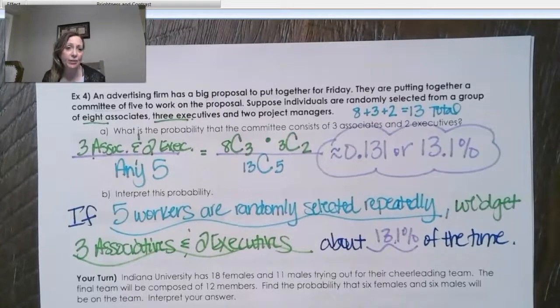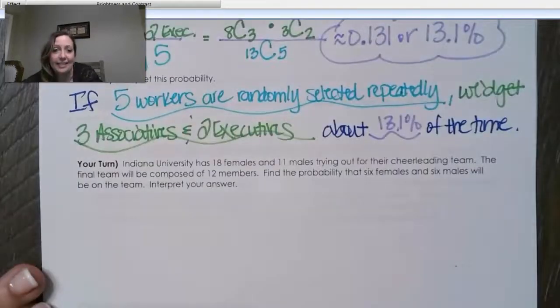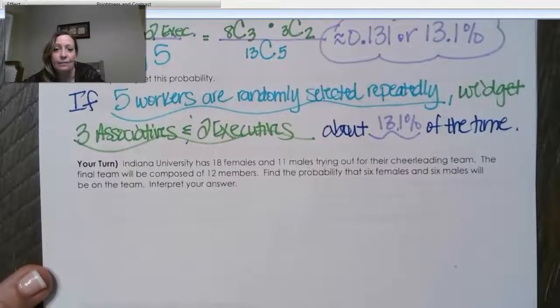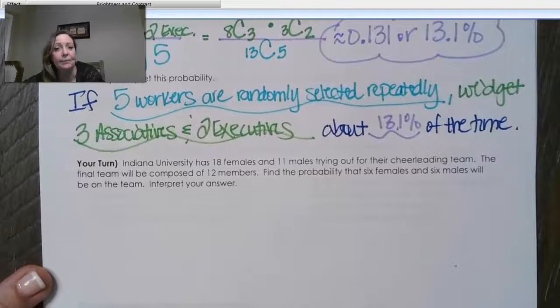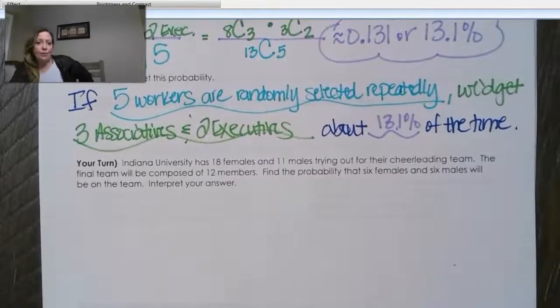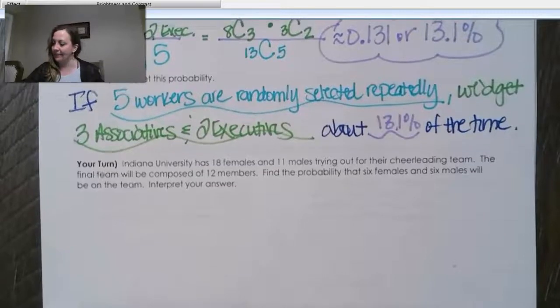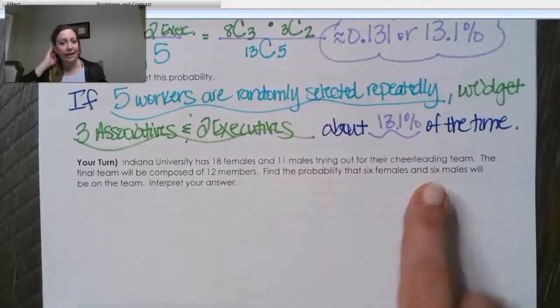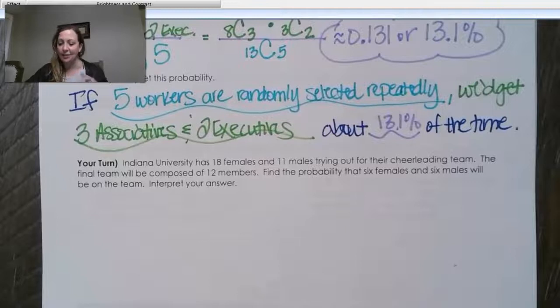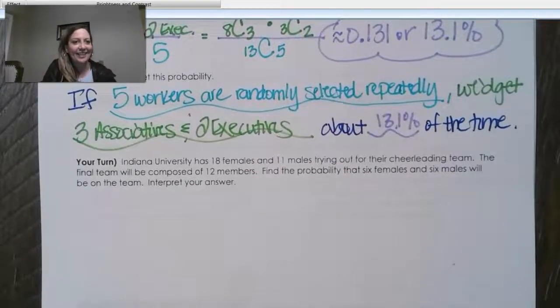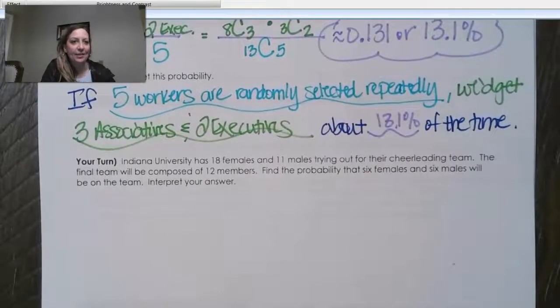So now that we've done these two together, why don't you guys try the your turn example? In this your turn example, Indiana University has 18 females and 11 males trying out for their cheerleading team. The final team is going to be composed of 12 members. Let's find the probability that 6 females and 6 males will be on the team, and then practice interpreting your answer. Okay, take a second and see if you can do this one on your own.